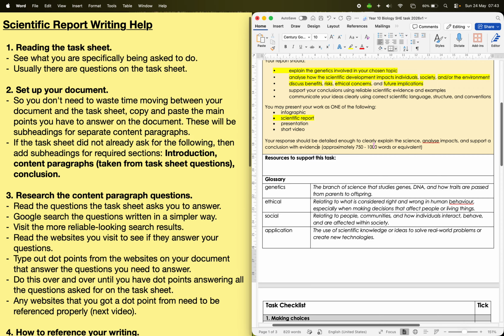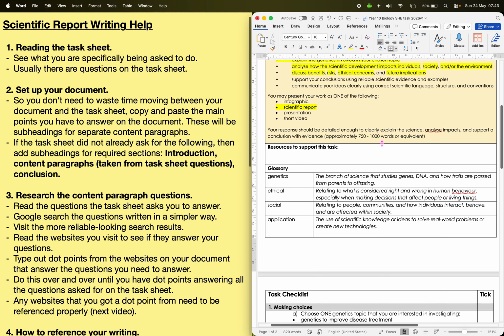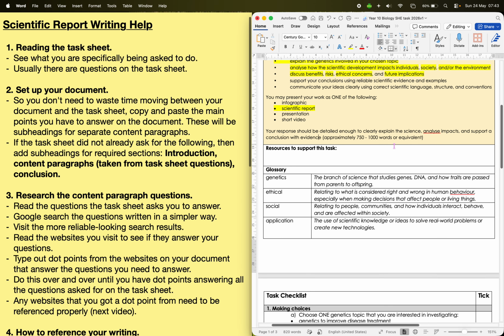Your report's going to be between 750 to 1000 words. I'll give you 10% leeway. So if you go over to 1100, that's fine. But beyond that, I'm not going to read anymore. I'm just going to mark what the maximum is.